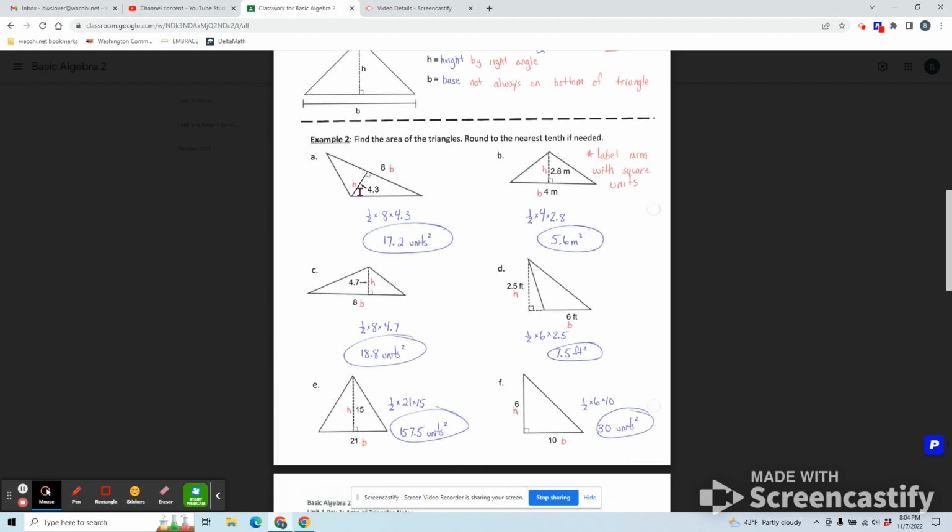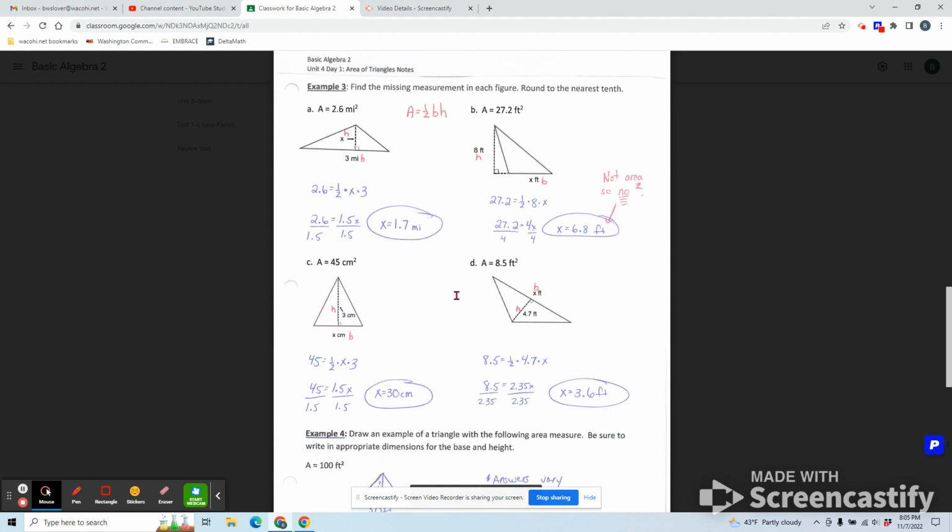Now I went through and labeled the h and the b for all of these. That's not a requirement. That's just there to help you if you need to. So the first one, I have my base and I have my height, and I just plug it into my calculator and get 17.2 square units. Likewise for letter B, my base is 4, my height is 2.8. Plug it into my calculator, 5.6 square meters. Very straightforward.